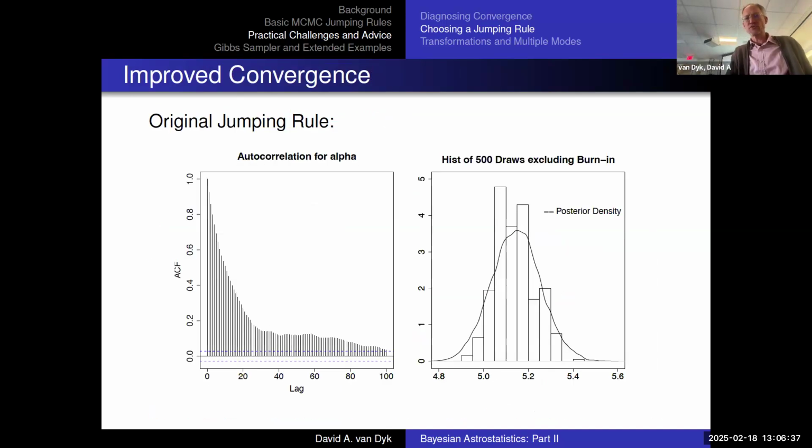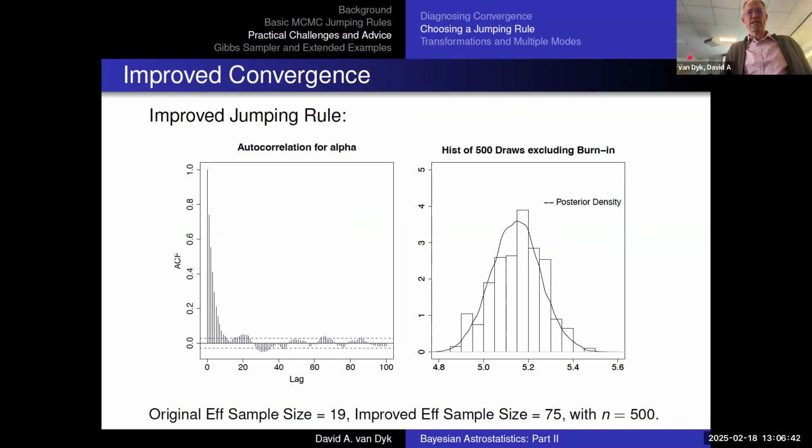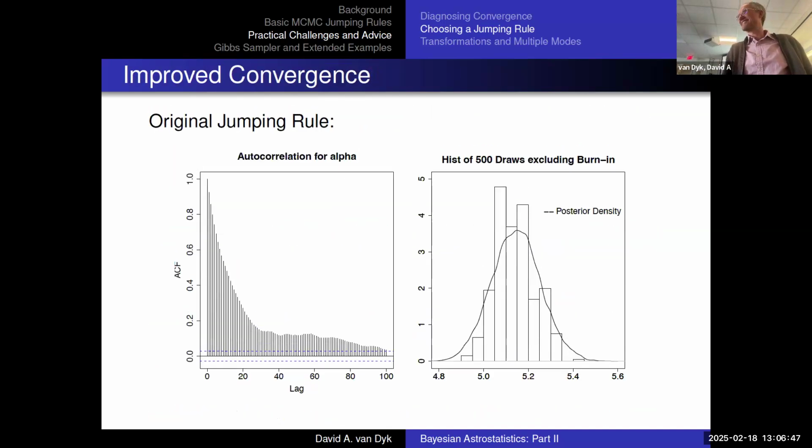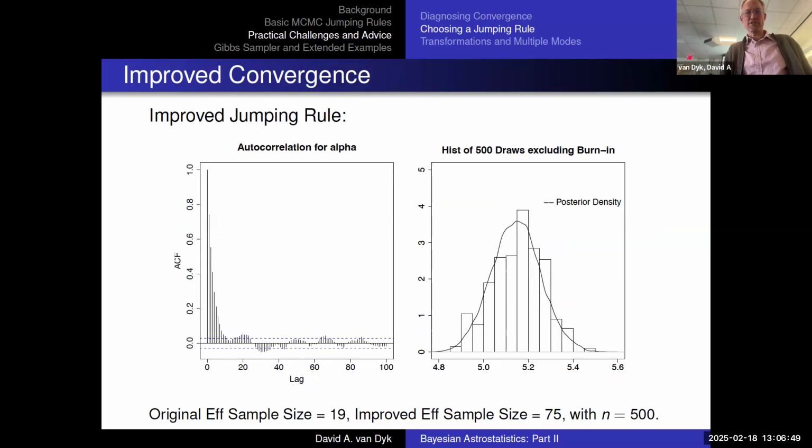And when I do that, this is what the original jumping rule looked like for alpha, and the new one looks like this. So you can see that that's probably what the problem was, it's just jumping outside the distribution a little too much. The original effective sample size was 19 with a sample of size 500. So if we had computed the effective sample size originally, that would have been kind of a clue that something was not working quite well. The new effective sample size is 75. Well, not great, but I can run the chain, instead of 500 iterations, for a couple of thousand iterations.